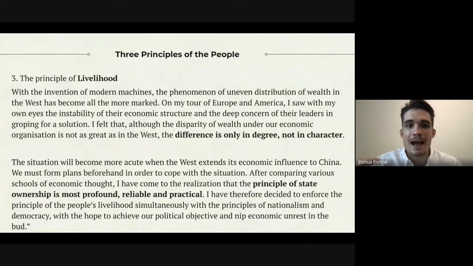And so what he advocates for with livelihood is a focus on collective responsibility for everyone. And he does this through state ownership. And this, he says, is the most profound, reliable, and practical way of improving people's lives.